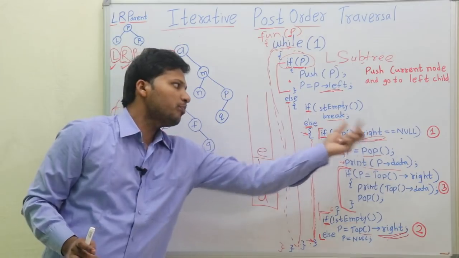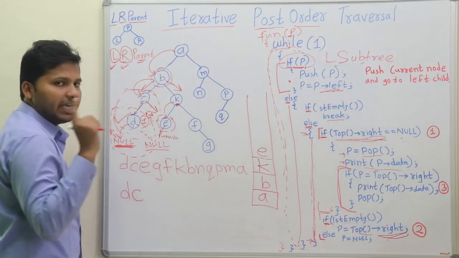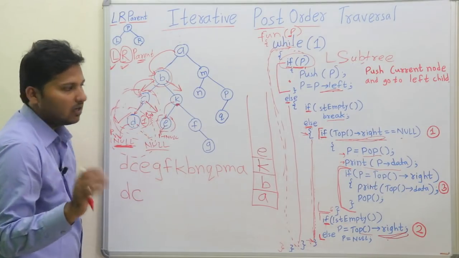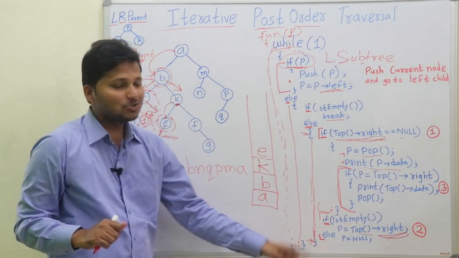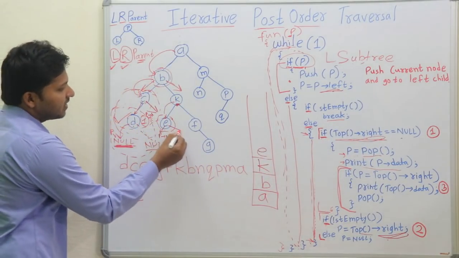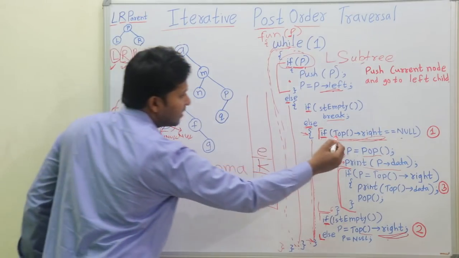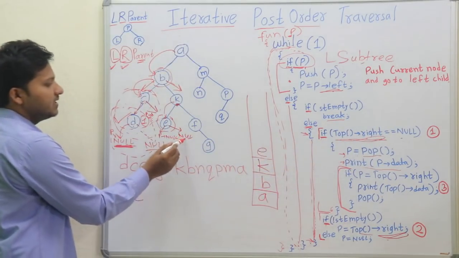Check if top points right equal to null. For node E, we came to know that the left subtree is null. Now our duty is to check whether the right subtree is null or not. So check whether right subtree is null. Yes, it is null. We have checked here top points right equal to null. Yes, it is null.